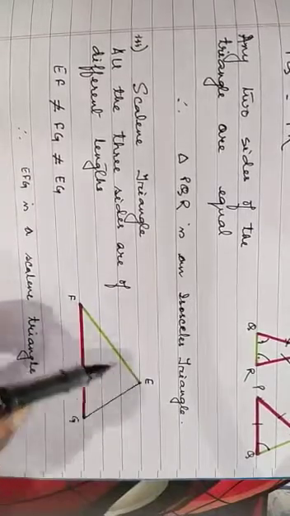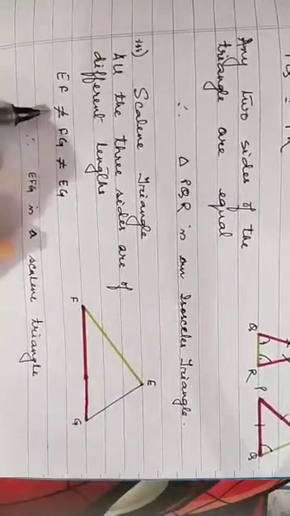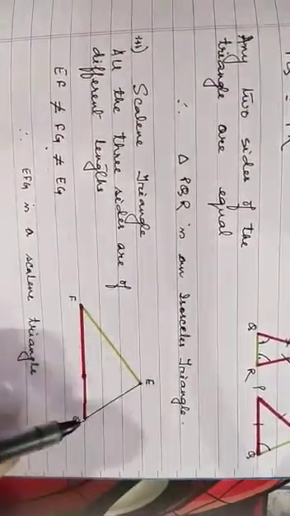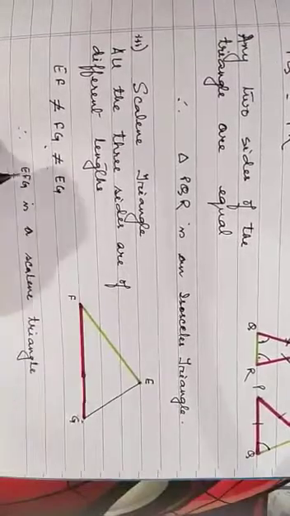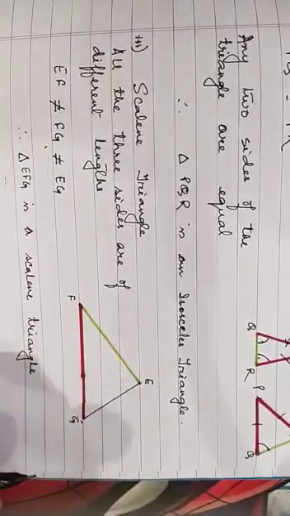Here the triangle is named as EFG, where EF is not equal to FG is not equal to EG. So EFG is what? Triangle EFG is a scalene triangle. Clear?